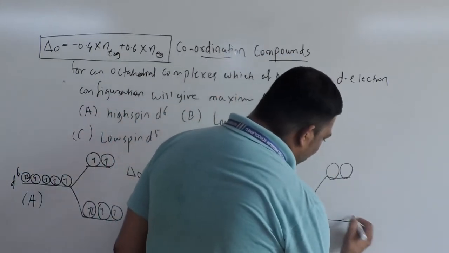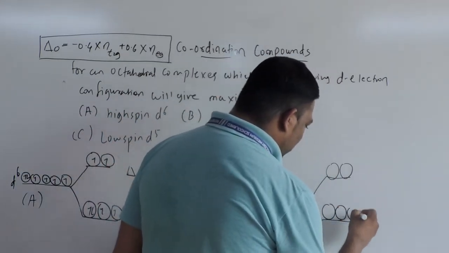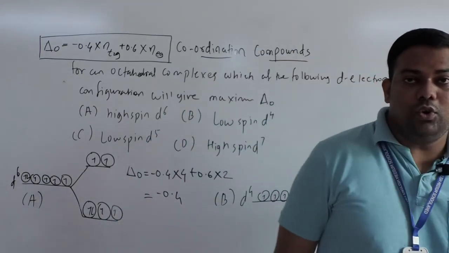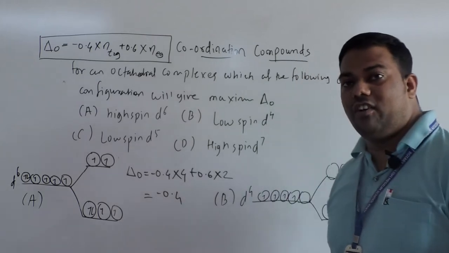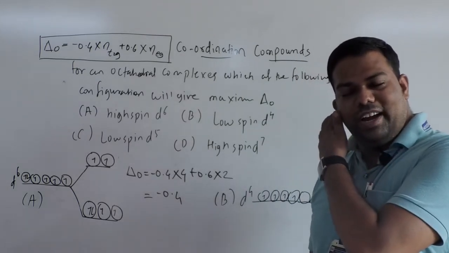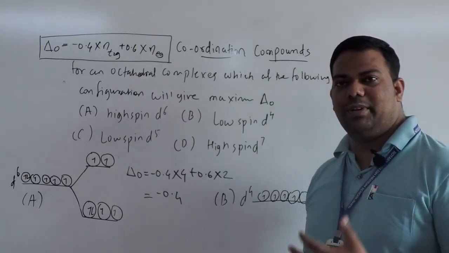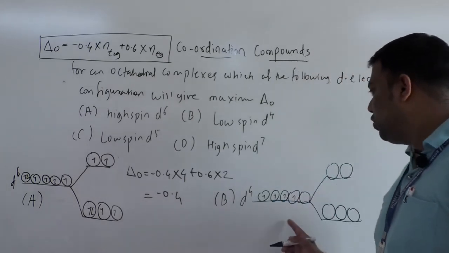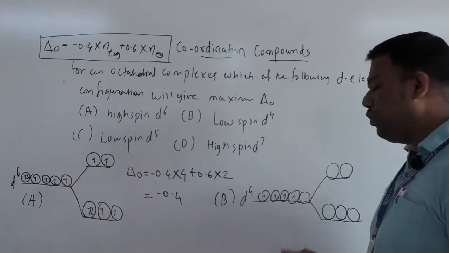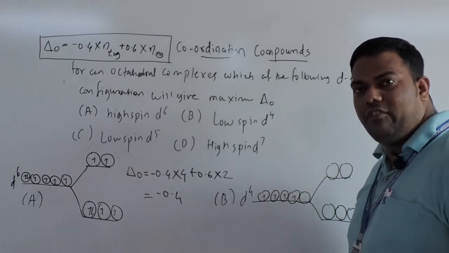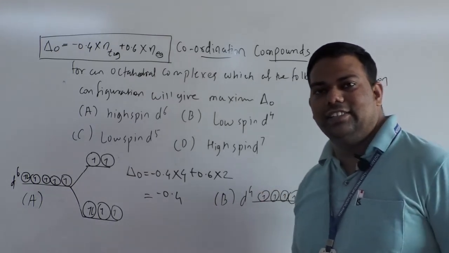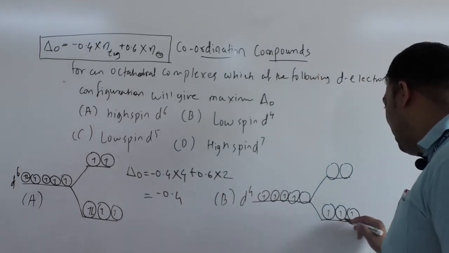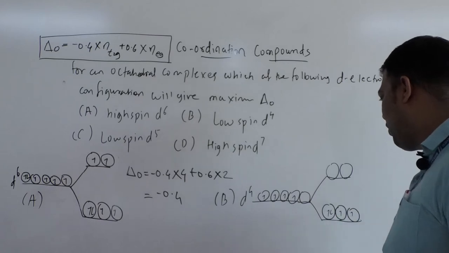Now here, 1, 2, 3. So see here, low spin. Low spin means what? Strong field again. So keep in mind, low spin is strong field, and high spin means weak field again. So here, low spin d4. What will happen? Strong field, so it has a tendency to pair up. So add like this: 1, 2, 3 and 4.